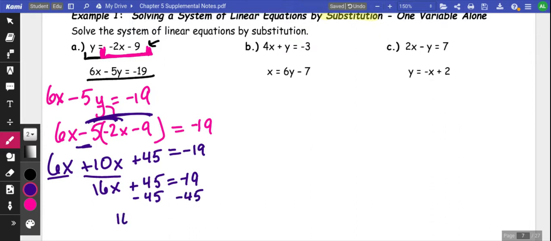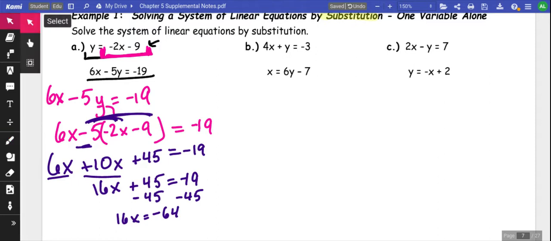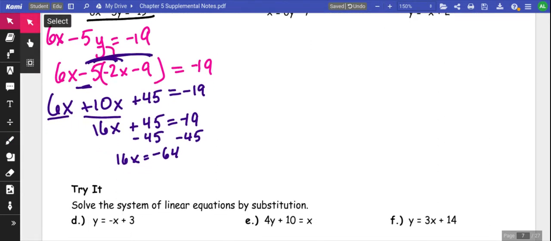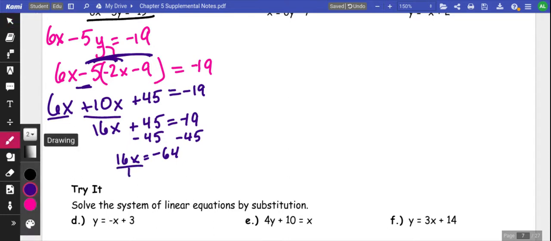All right, so I have 16x is equal to, trying to do mental math, negative 64. And think about it for a second, make sure I didn't do something goofy. Yep, negative 64. And then last step, 16 times x. Well, I want to undo that, and I'm going to divide by 16. So divide each side here by 16, and I'm left with x is equal to negative 4. Negative divided by positive, I get negative 4.